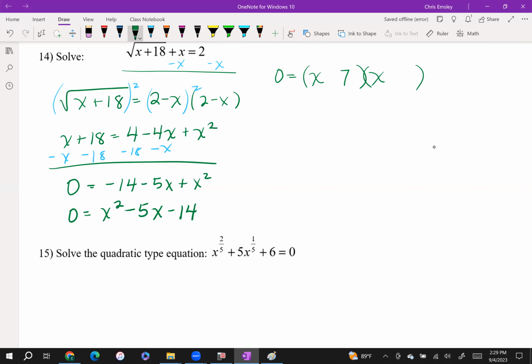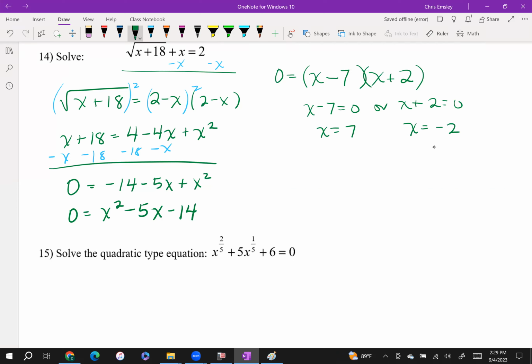Negative 14, that's going to be a 7 times a 2. To get the negative 5 in the middle, we need a minus 7 and a plus 2. So there's our factored equation. So that means either x, oops, let's back up a minute. Either x minus 7 is 0, or x plus 2 is 0. Here on the left, we add 7 to both sides. Here on the right, we subtract 2 from both sides. So there's our 2 possible solutions.